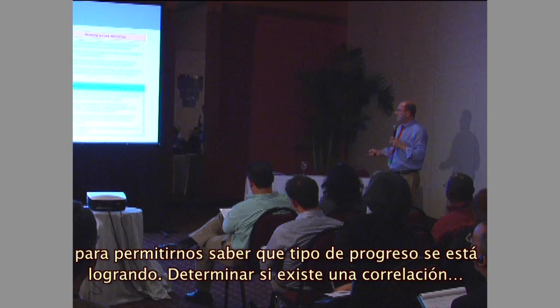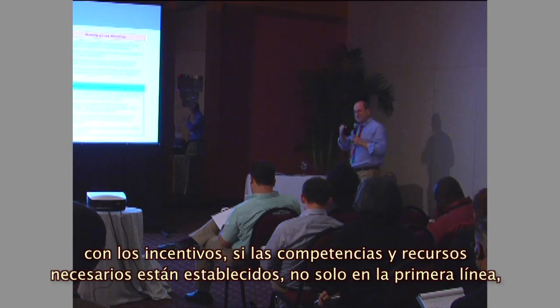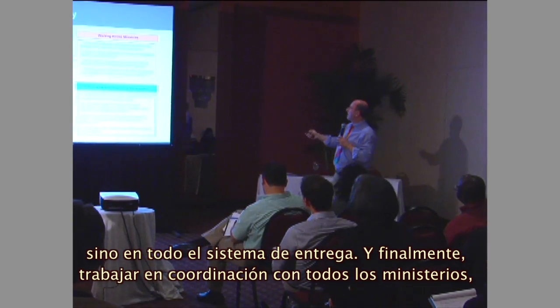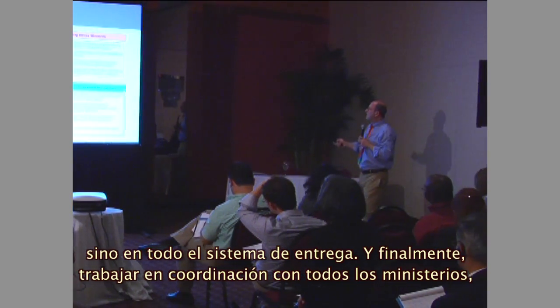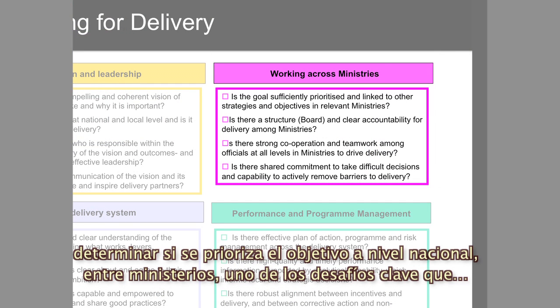Is there an alignment with the incentives, and are the right skills and resources in place, not just at the front line, but across the delivery system? The next tool will help us on that. And finally, working across ministries, is the goal prioritized at national level across ministries?